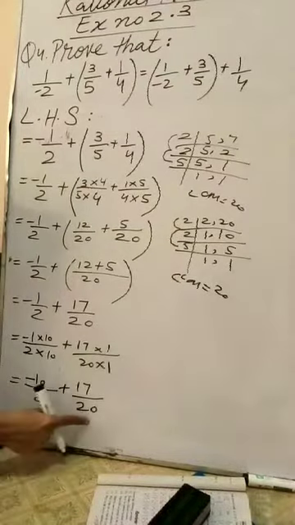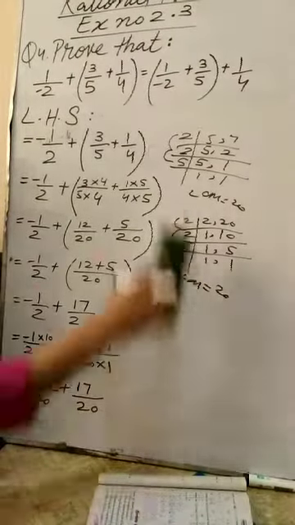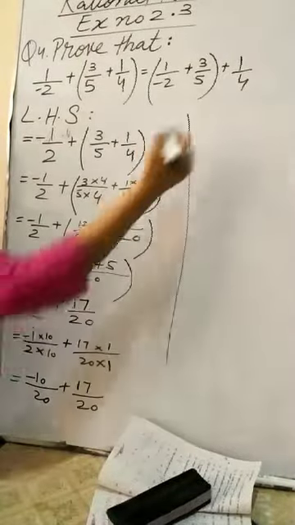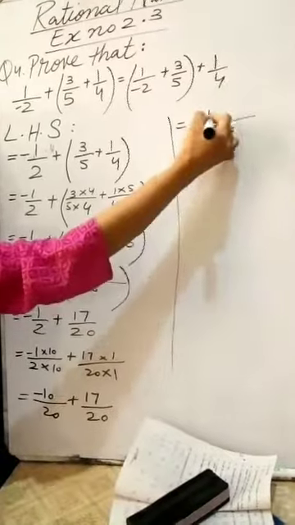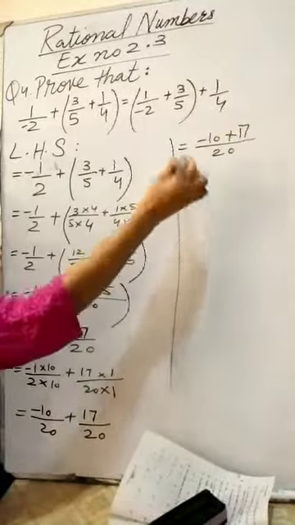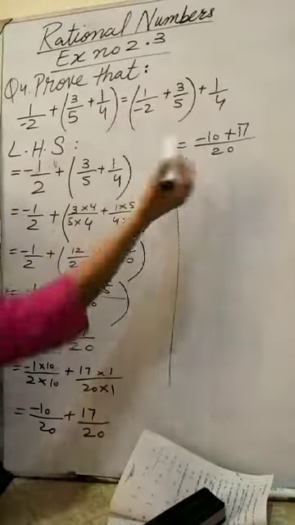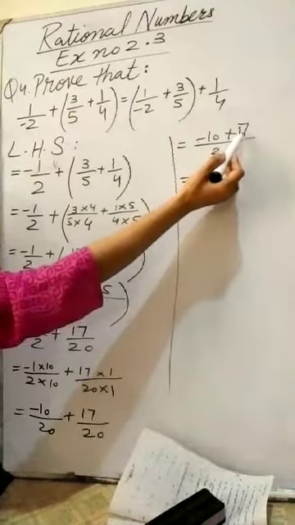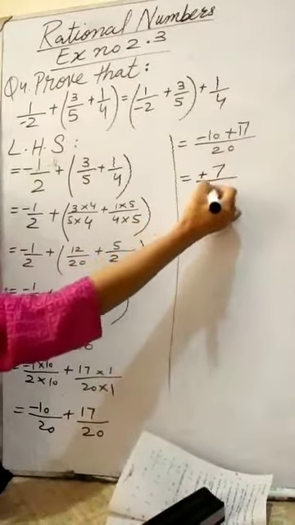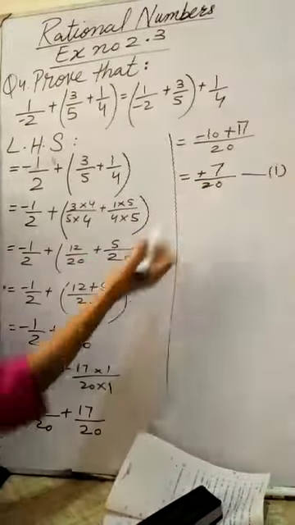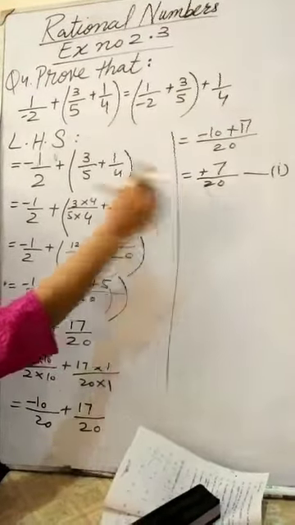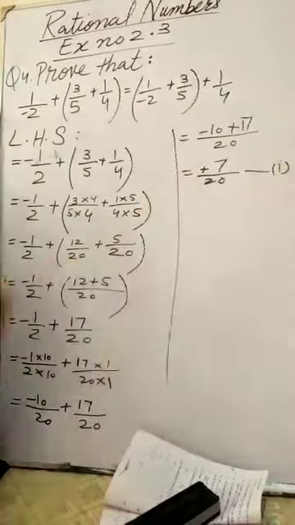Now see, LCMs are the same. Now take the common LCM. Common LCM will be 20, minus 10 plus 17. So see, minus plus minus. So 17 minus 10, the answer will be 7. But sign of bigger value. So this is your equation 1. We can't cross 7 and 20 with the same number. So the answer of left hand side is plus 7 over 20.